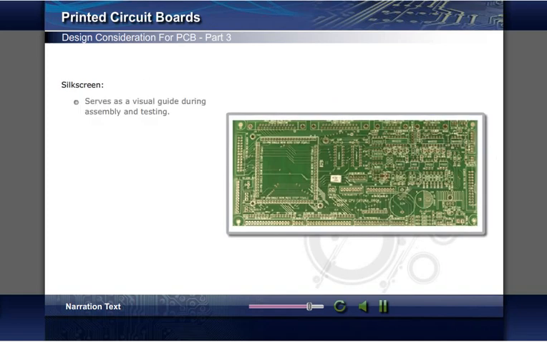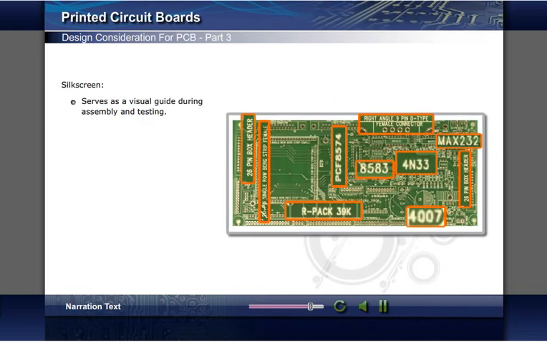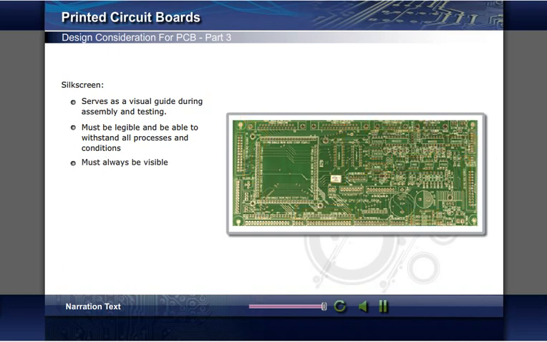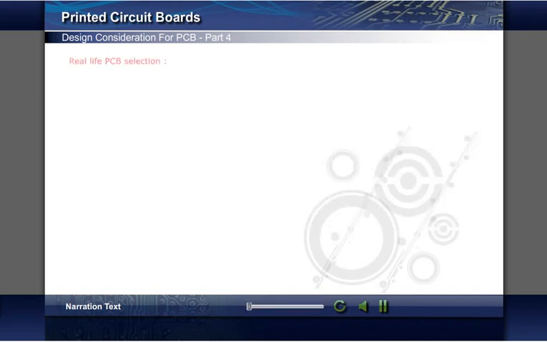Silk screen print serves as a visual guide during assembly, testing, fault finding, servicing, etc. Other information such as connector names, signal names, jumpers and any other relevant information can be printed using silk screen. All such board markings must be legible. They must be able to withstand all manufacturing processes and environmental conditions to which they are exposed. They must also be visible after all parts are assembled.